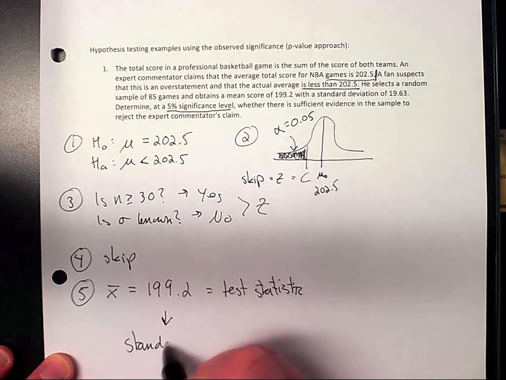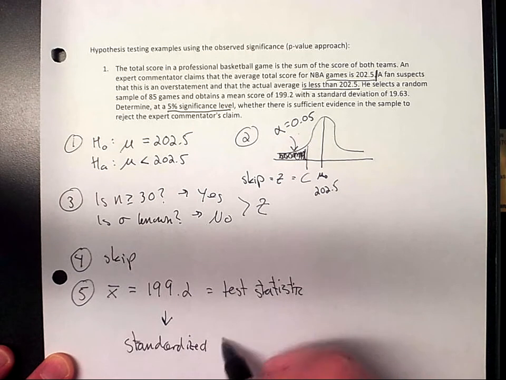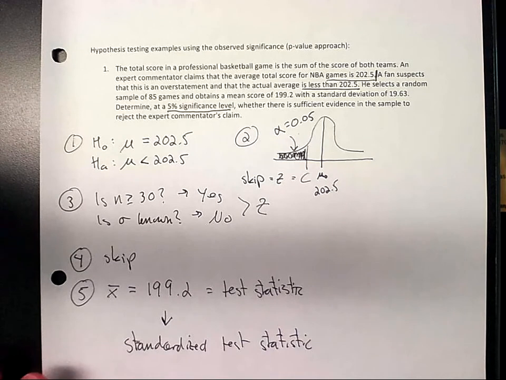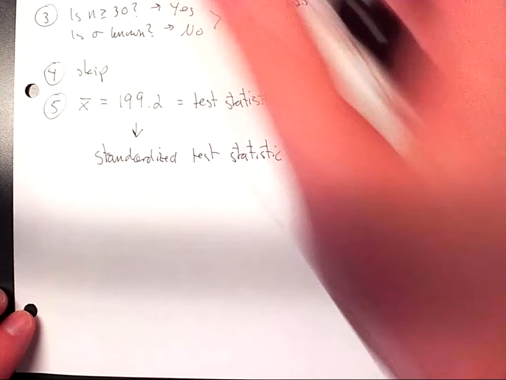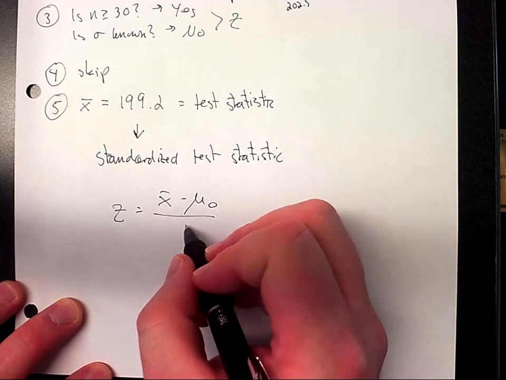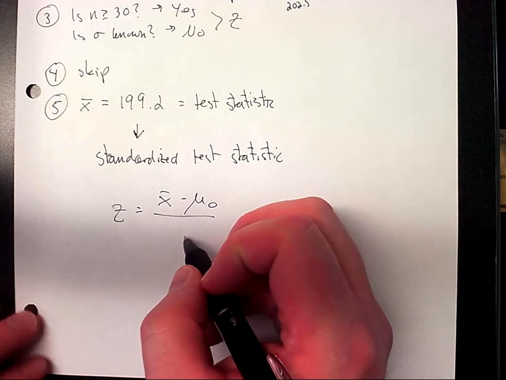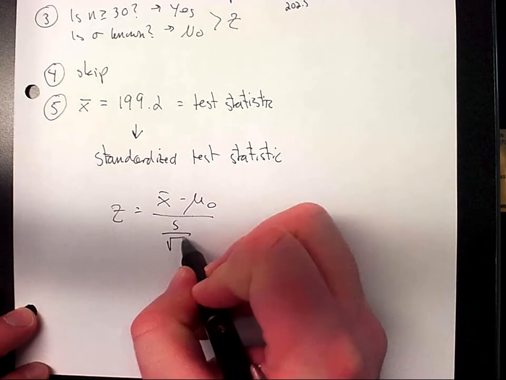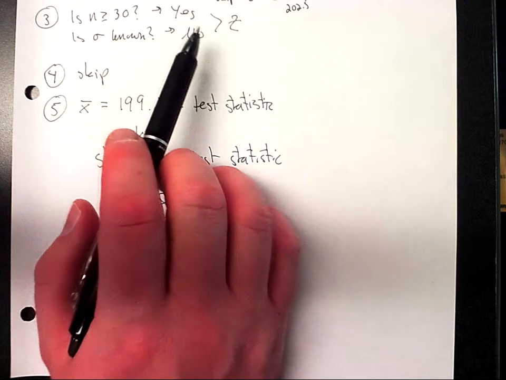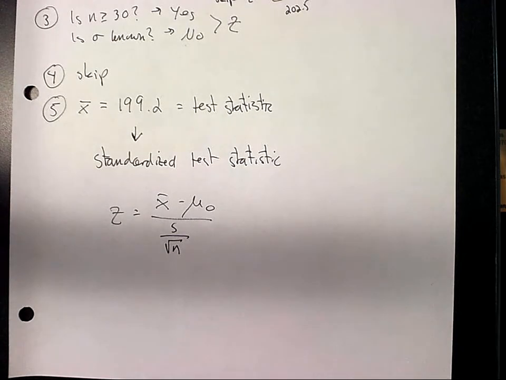So let's convert this to a standardized test statistic. I'll make this little arrow for the standardized test statistic. All right. What's our formula for the standardized test statistic? And what symbol am I using for the standard deviation? Good, because we don't know sigma. Everybody good with where to find this formula if you don't remember it? Yep, the column for test statistics. You just follow it based off of these two questions that we already answered.